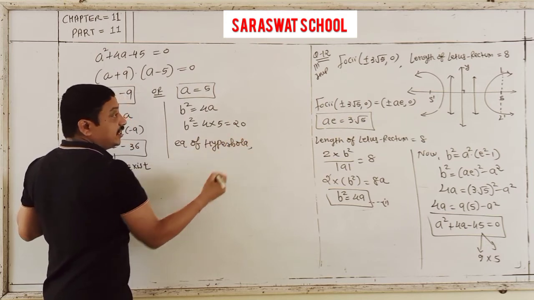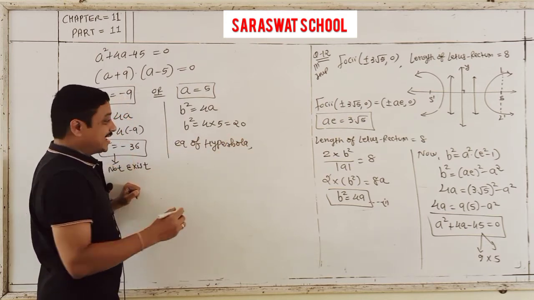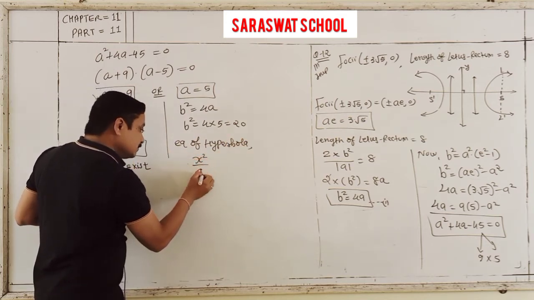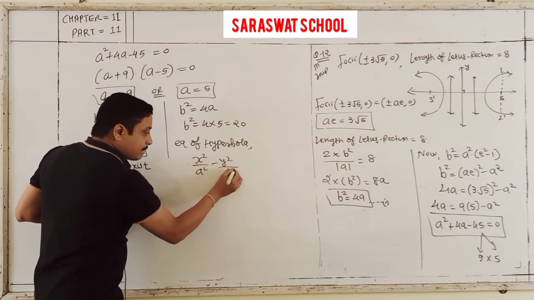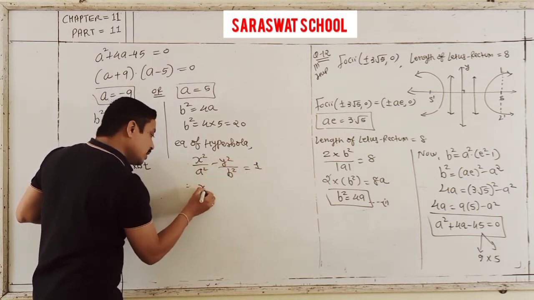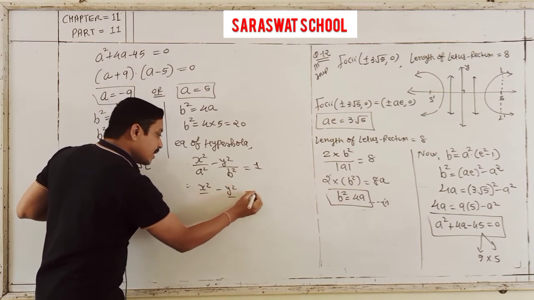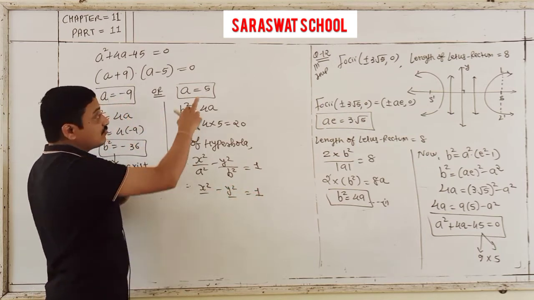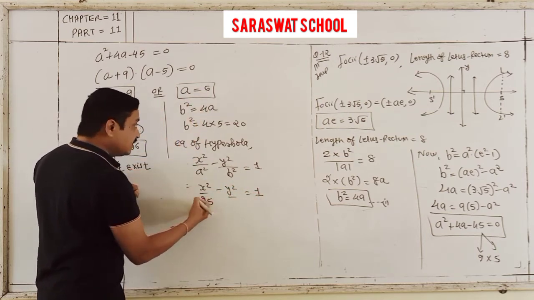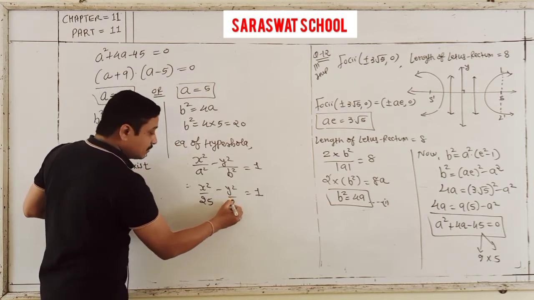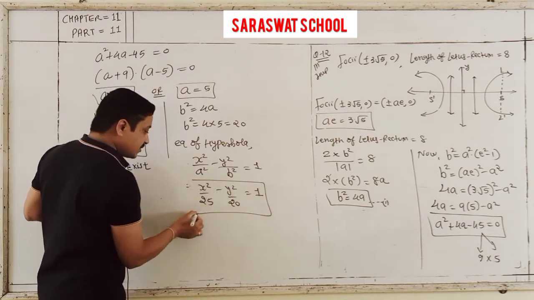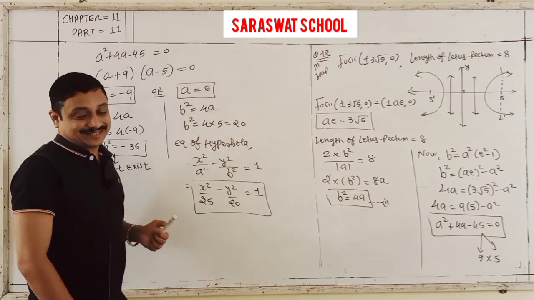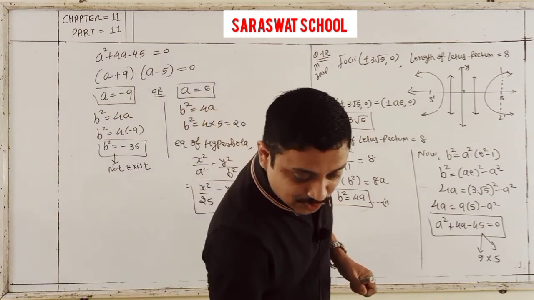simply you will create, with the main axis being the x-axis, x square by a square minus y square by b square is equal to 1, and putting in your values, students, a square is 5 square, 25, b square is 20, and you easily get your answer. Now students, 13 is also the same.